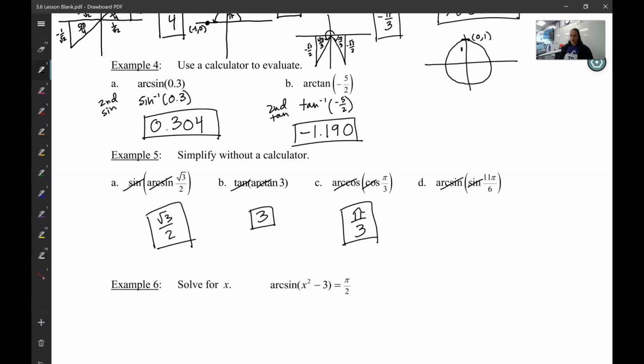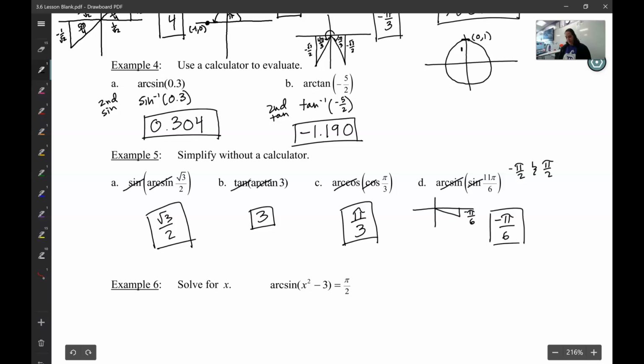Oh, dang it. Our answer is not 11 pi over 6, and here's why. Sine is between negative pi halves and pi halves. 11 pi over 6 is not between negative pi halves and pi halves. So, if we look right here, there's 11 pi over 6. That would be negative pi over 6 as well. So that's actually our answer. And you can double check all of these, that these do lie between the ones we want.